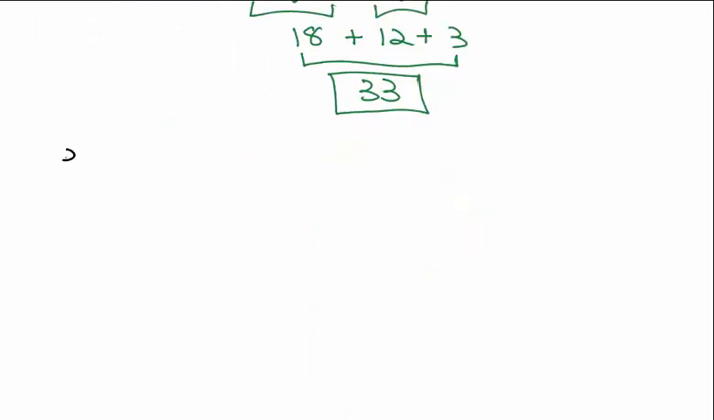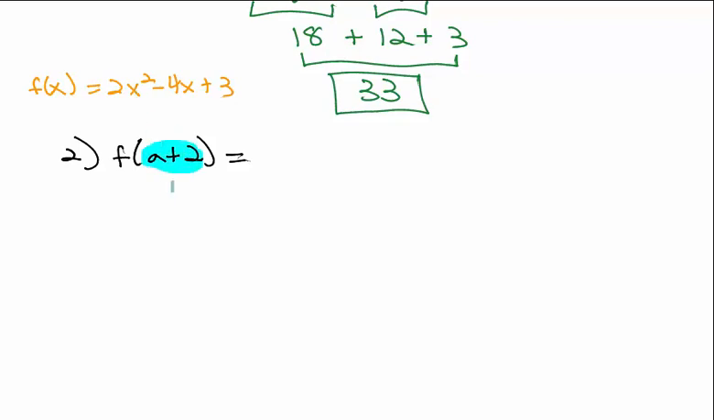Let's try another example. It's a little bit more involved, though. We're going to do f of a plus 2. And just by way of reminder, because it's not on my screen, you probably already have this in your notes, f of x is 2x squared minus 4x plus 3. So this time we've got this a plus 2 inside the function, so that's what's going to replace the variables. We have 2 times the stuff squared. In this case, the stuff is a plus 2. Minus 4 times the stuff, in this case a plus 2. Plus 3.